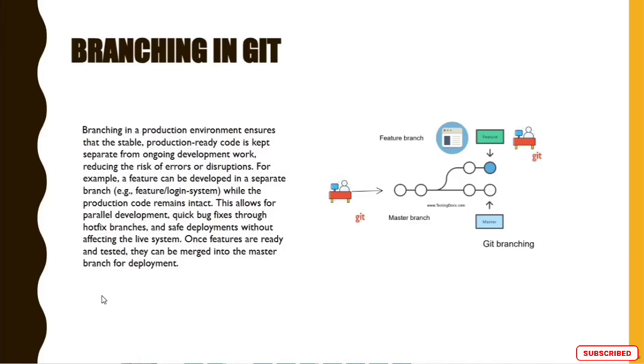For example, a feature can be deployed in a separate branch while the production code remains intact. This allows for parallel development, quick bug fixes through hotfix patches, and safe deployments without affecting the live system. So once features are ready and tested, they can be merged into the master branch for deployment. Let's understand this with a practical example and a diagram.